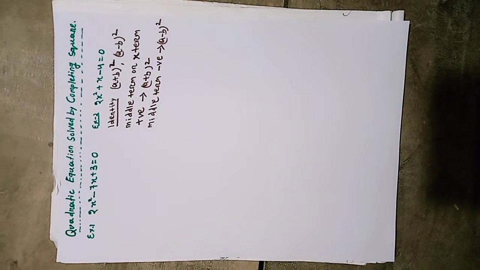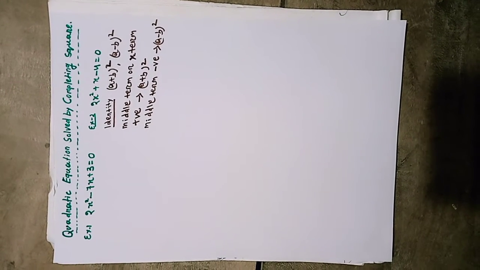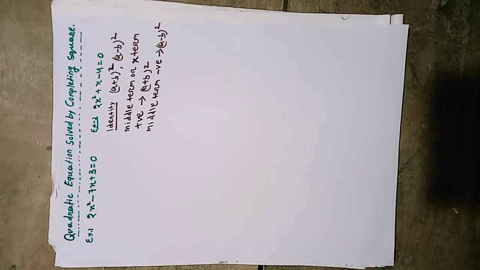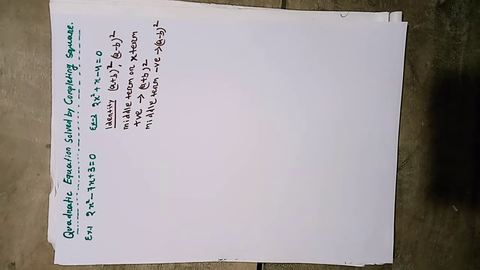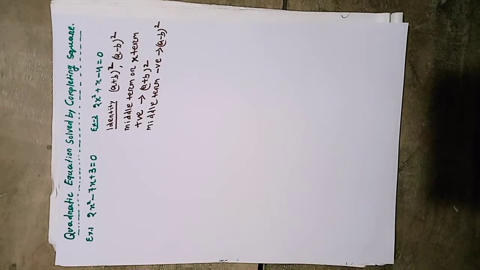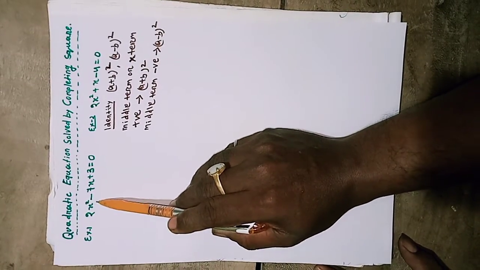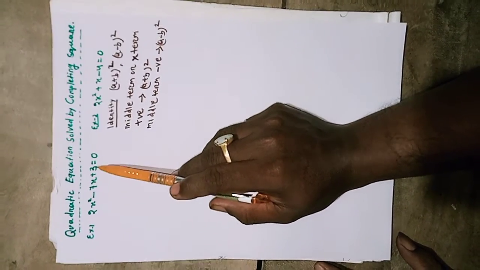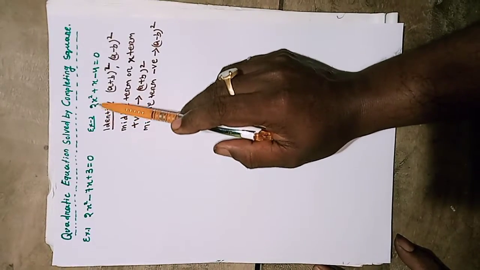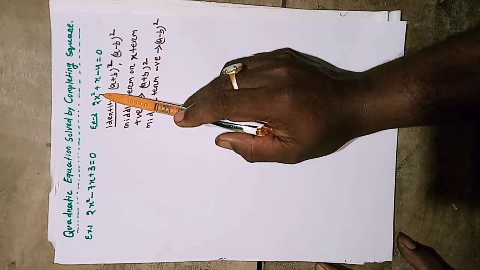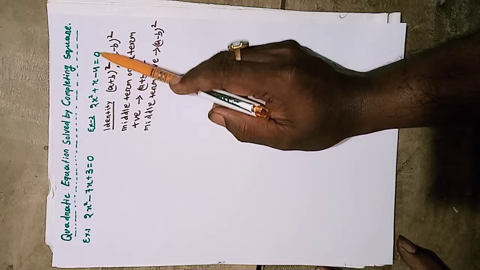In our previous class, we discussed the quadratic equation solved by factorization. Now we discuss a new method, that is completing the square. The quadratic equation solved by completing the square. Two examples given here. 2x square minus 7x plus 3 equal to 0. Another example, 2x square plus x minus 4 equal to 0.